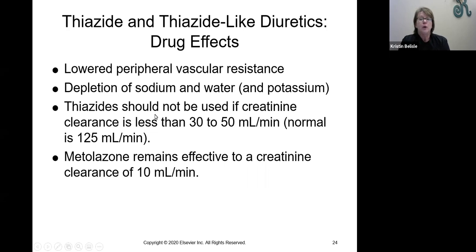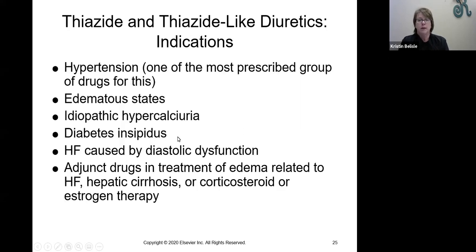Thiazide should not be used if the creatinine clearance is less than 30 to 50 mLs a minute, and a normal is 125 mLs a minute. That is something that you should know. Ding, ding, ding. Thiazides should not be used if the creatinine clearance is less than 30 to 50 when a normal is 125. And the other one down here, which is a thiazide-like one, is effective, but I don't want you to know that at this moment in time. I do want you to understand thiazide should not be used if the creatinine clearance is less than 30 to 50 mLs per minute. A normal is 125 milliliters a minute. Okay.